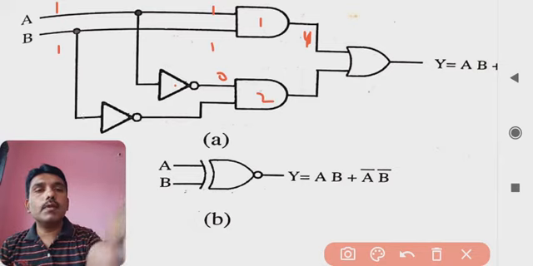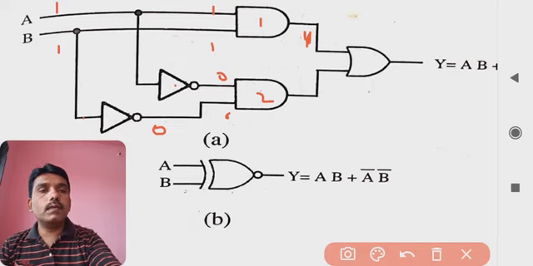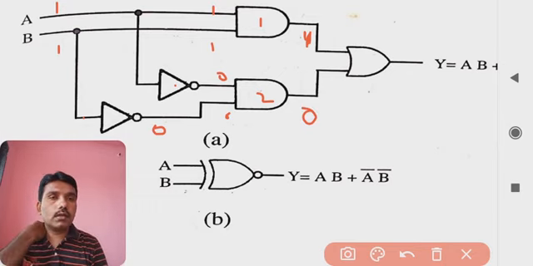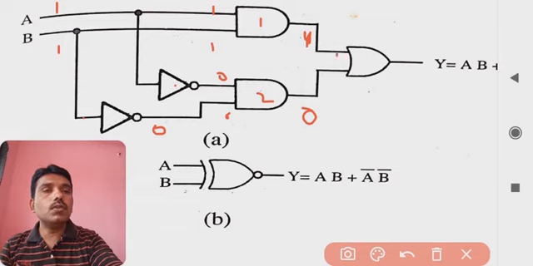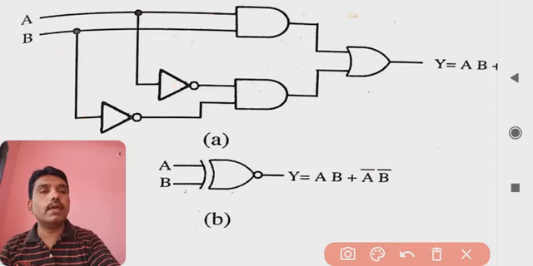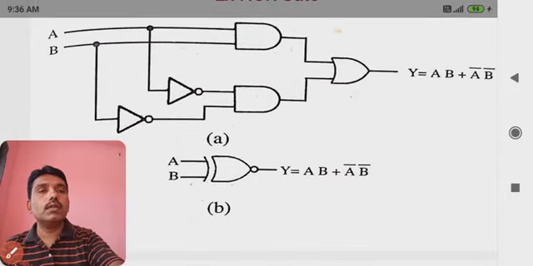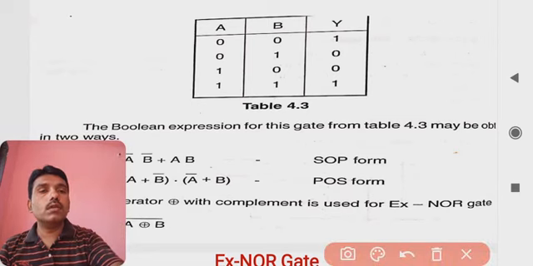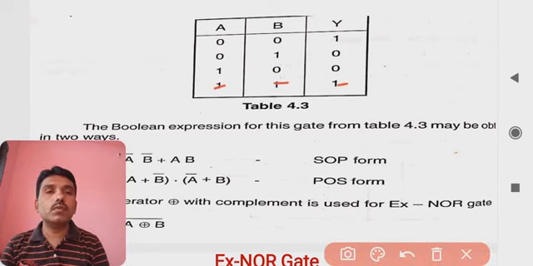Again, B is having 1, but here the NOT gate will convert this 1 into 0, and this 0 will be input for the second gate. That's why the second AND gate has the input 0 0, and the output will be 0. And for the OR gate, the input is 1 0, which will give us output 1, because if any input is high, output is going to be high. So this circuit diagram gives us the same output as the truth table for 1 1, that is, the output is 1.